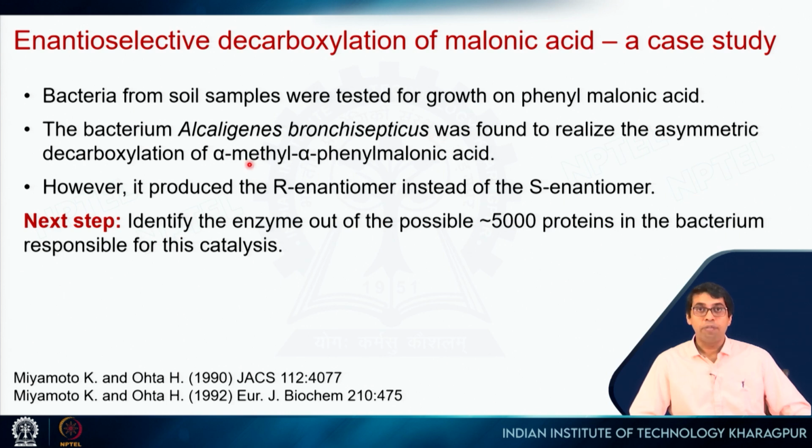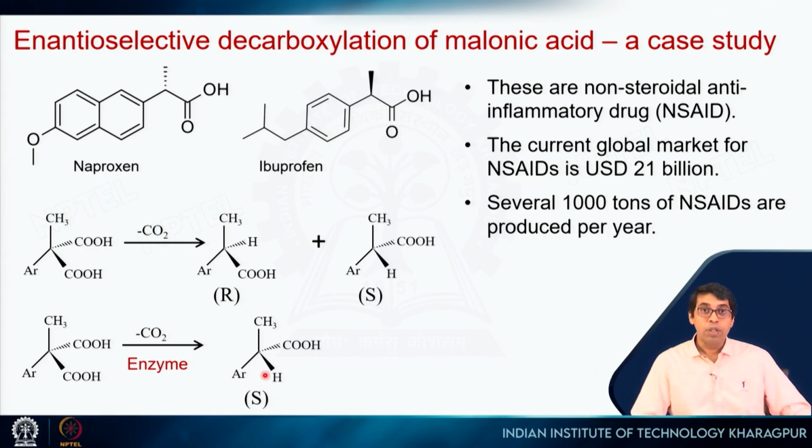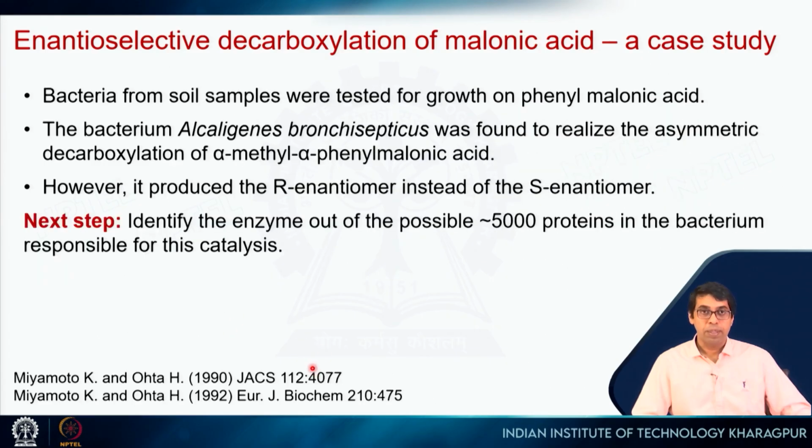So, it can survive on this alpha methyl alpha phenyl malonic acid, and then they tested using HPLC all the products that it forms to see what it is producing. They found that it indeed produces this molecule. However, it was not this S isomer, it was the R isomer. So, they found a bacteria which most likely has an enzyme which catalyzes this reaction in a chiral manner. So, it is not producing the racemic product, it is producing only one enantiomer, but it did not produce the right enantiomer, it produced the other one, right.